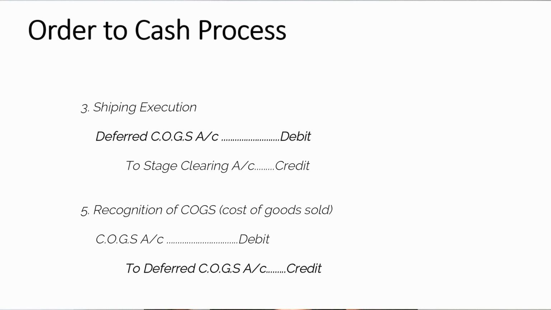And after this, when I do the recognition of cost of goods sold, at that time I did cost of goods sold account debit to deferred cost of goods sold credit. And as you can see, the deferred cost of goods sold account, which was debited at the time of shipping execution, gets credited at the time of recognition of COGS. So that gets knocked off, right?